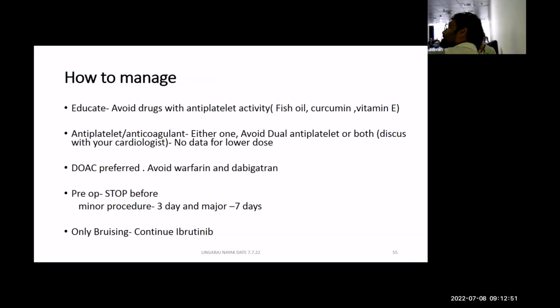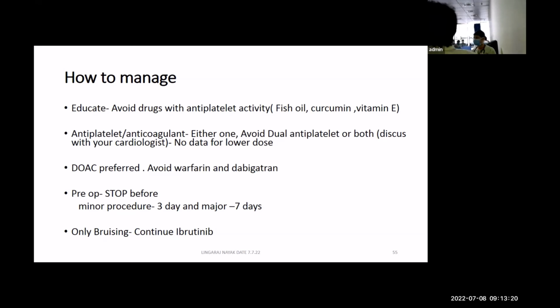So how to manage this bleeding? You have to avoid drugs. Important are the patients who take other drugs with antiplatelet activity. If the patient is already on antiplatelet and ibrutinib, and suppose that guy is taking some fish oil, vitamin E, they have minor antiplatelet activity, but they will add to that insult. Okay. So typically they say that ibrutinib 420 is equivalent to 150 milligrams of aspirin. That is the kind of antiplatelet activity it has. So think about adding more drugs with antiplatelet activity just adding to the insult.